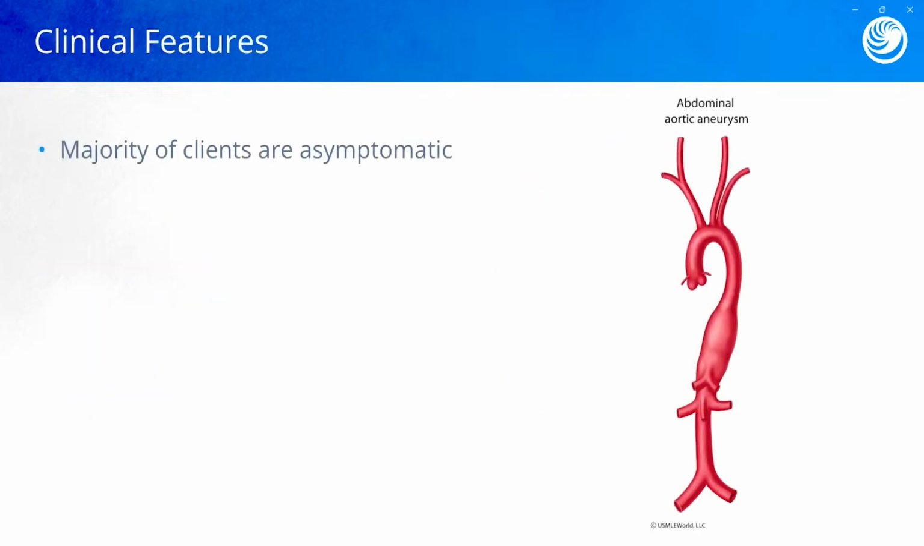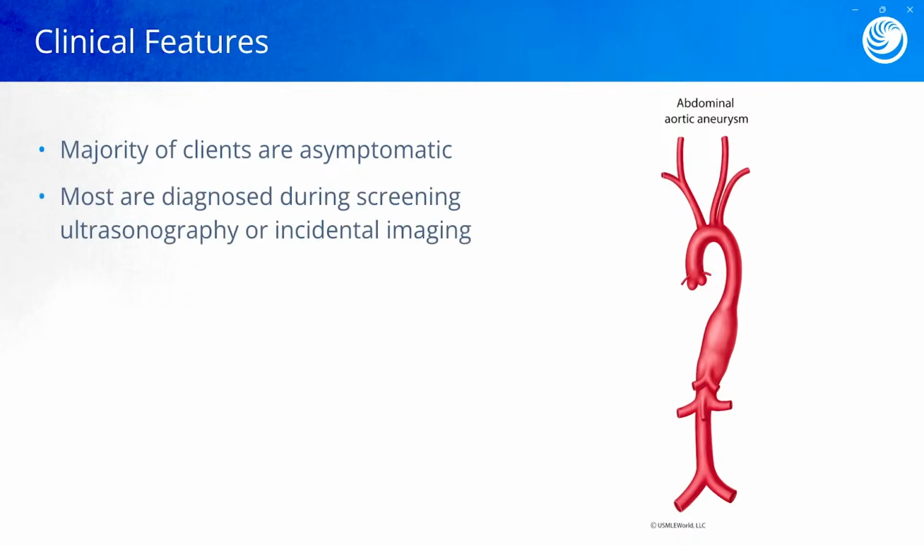Most clients who have a AAA are actually asymptomatic and don't know they have it. It's generally diagnosed when we're looking for something else with ultrasound or imaging. When clients do have a AAA, they're going to have a pulsatile abdominal mass. So if you palpate over the abdomen where the aneurysm is, you're going to feel the beating of the heart and the pulsing of the artery.